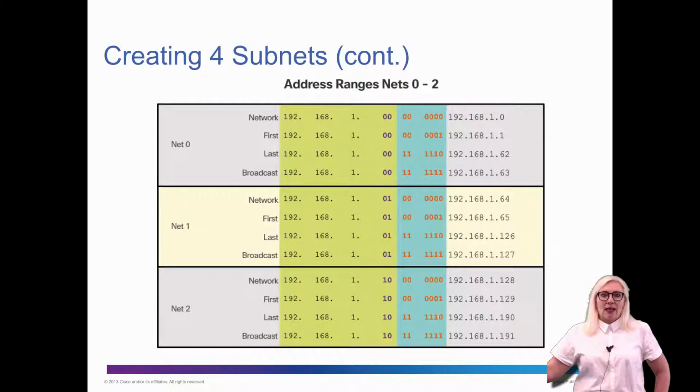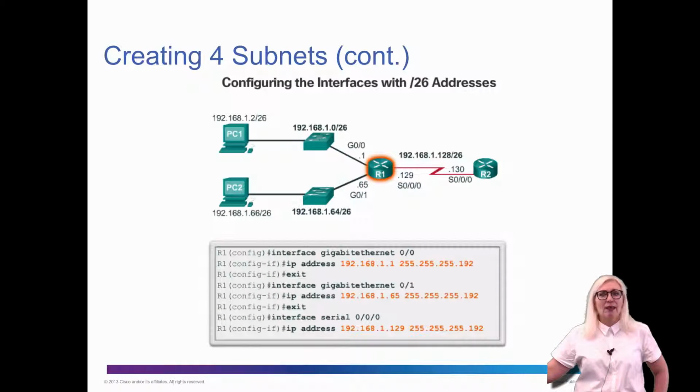So then again, now I get 4 new networks, and this is just to give you the overall idea of the first and last and broadcast on each and every one of these 4 networks. And then we can use, in this case here, I only have 3 interfaces, so I will keep them on my local router here and give them each one separate subnet on each and every one of them.